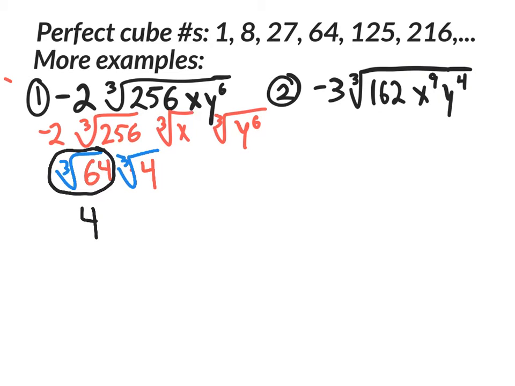Let's not forget about this outside negative 2. So you have negative 2 times 4, Brianna. And of course, we still have the cube root of 4 right there. And also the cube root of x that comes down.